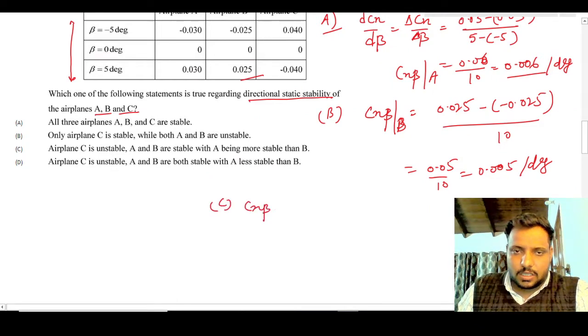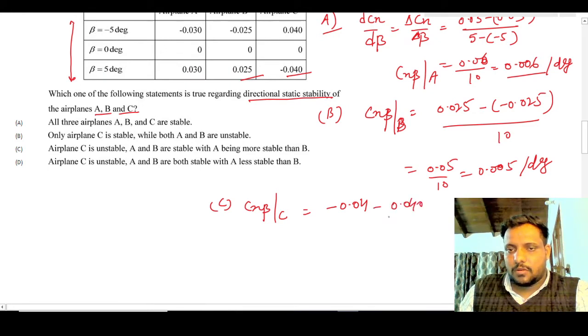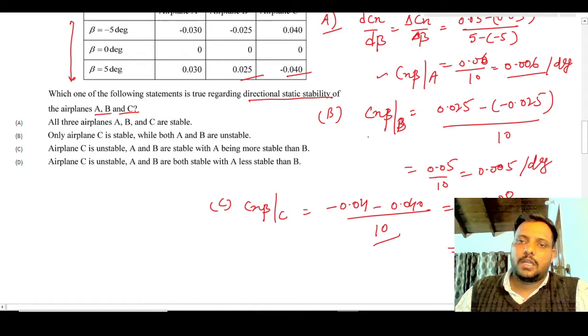So Cn beta for airplane C is minus 0.040 minus 0.040 divided by 10. Okay, so that is 0.08 divided by 10, minus 0.008. So here you can see Cn beta for A and B both are having positive values, where Cn beta for airplane A is higher than Cn beta for airplane B. That means both are stable, but airplane A is more stable, whereas airplane C is unstable.